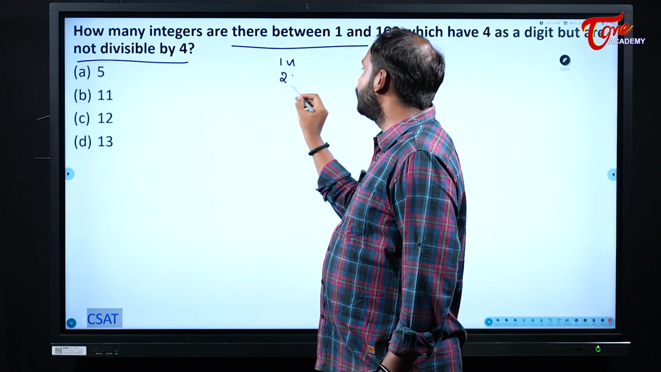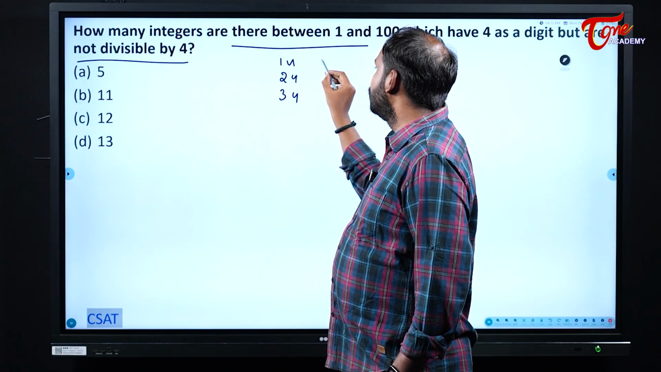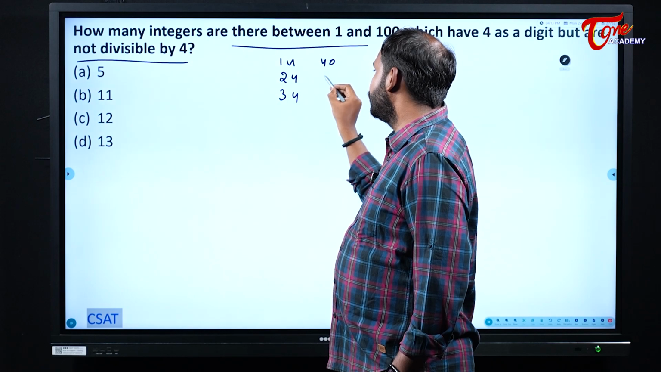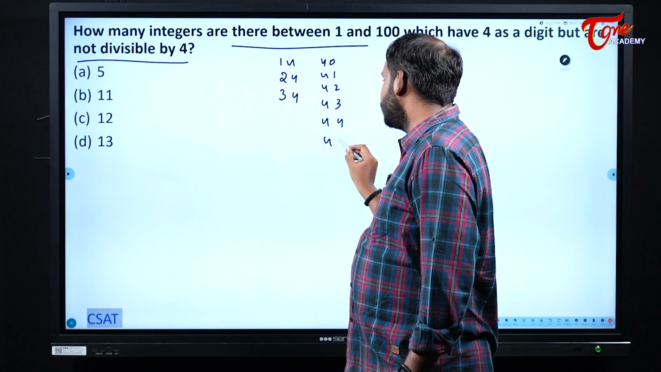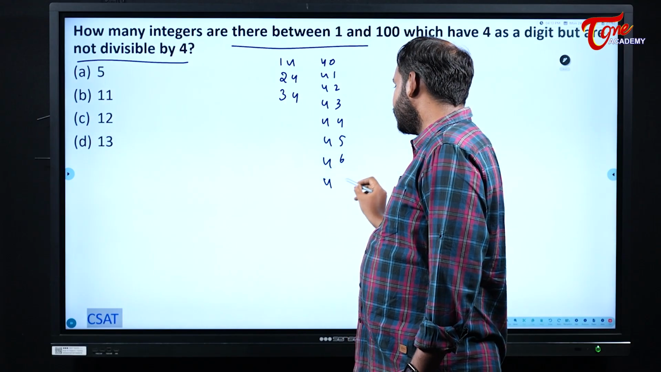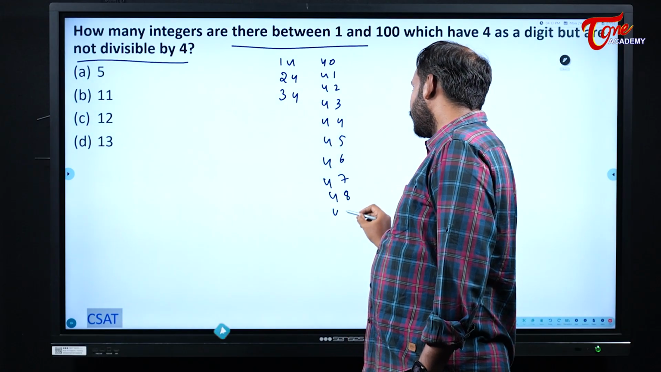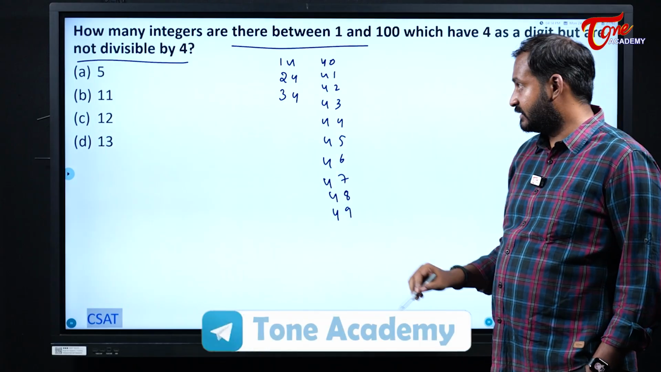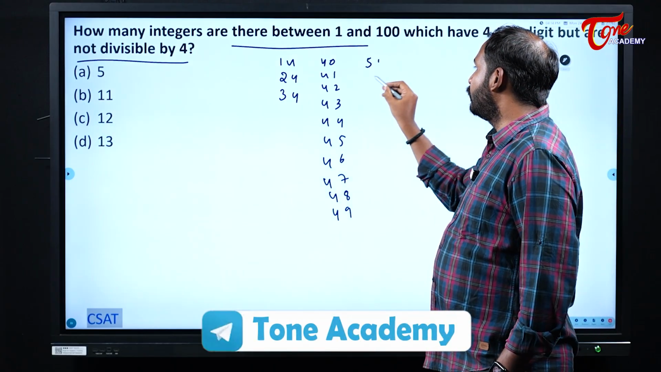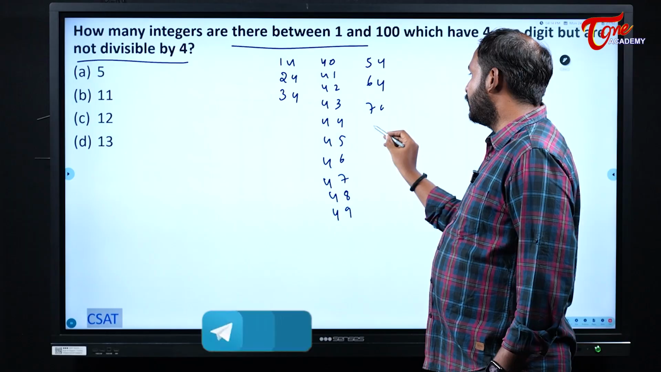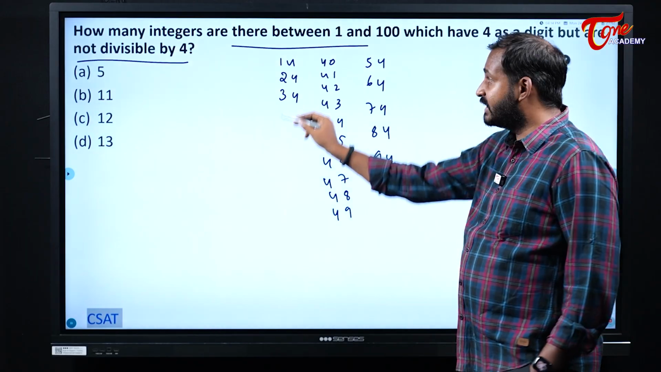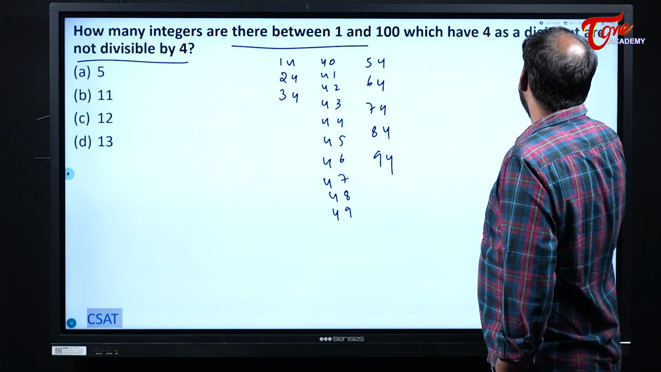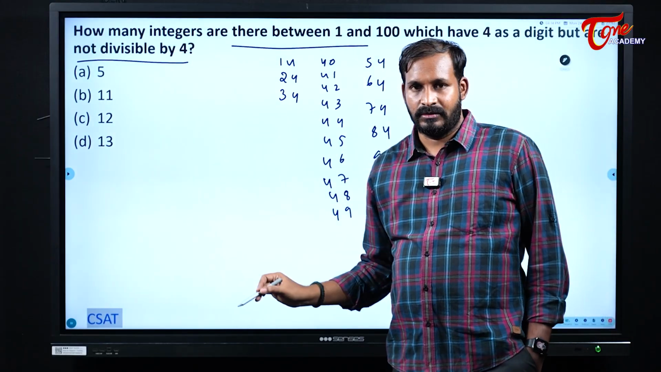14, 24, 34, and this set: 40, 41, 42, 43, 44, 45, 46, 47, 48, 49. Why? Because all of these have 4 as a digit. Next, 54, 64, 74, 84 and 94. Now, they have 4 as a digit, but they should not be divisible by 4.